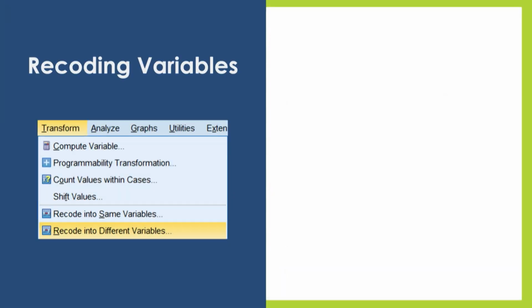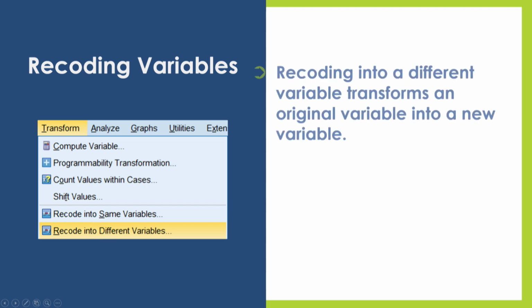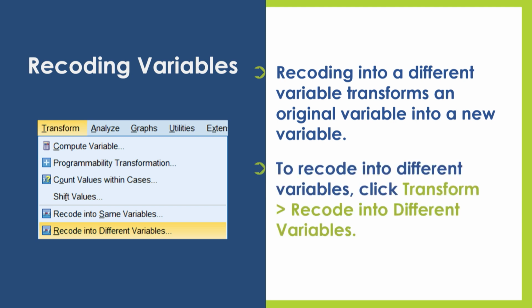Recoding variables. We can get this option from the Transform menu. Here we click Transform, then we may see two options. One is recode into same variables, the other one is recode into different variables. Recode into different variables transforms an original variable into a new variable. To recode into different variables, click Transform, then Recode into Different Variables.